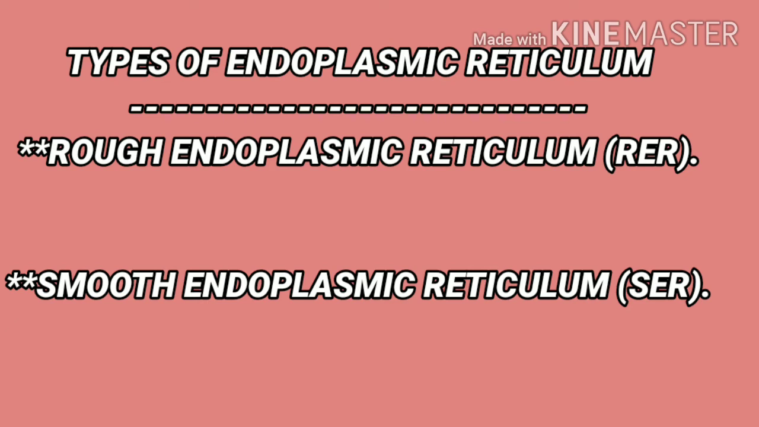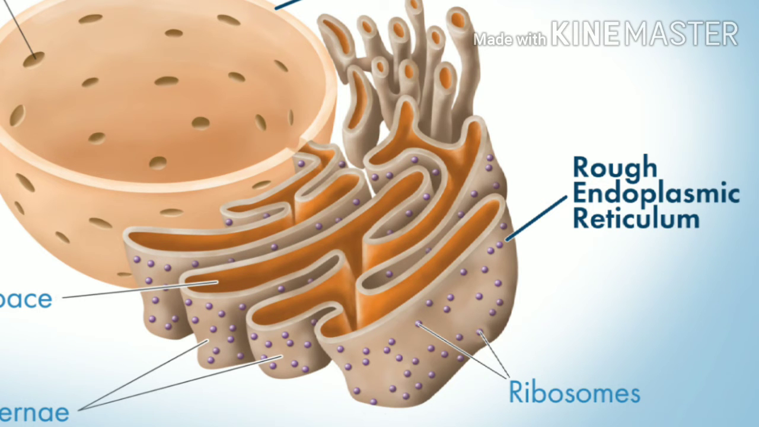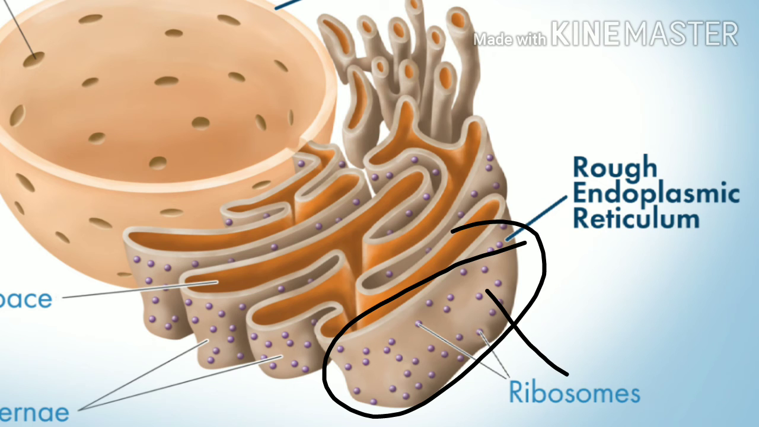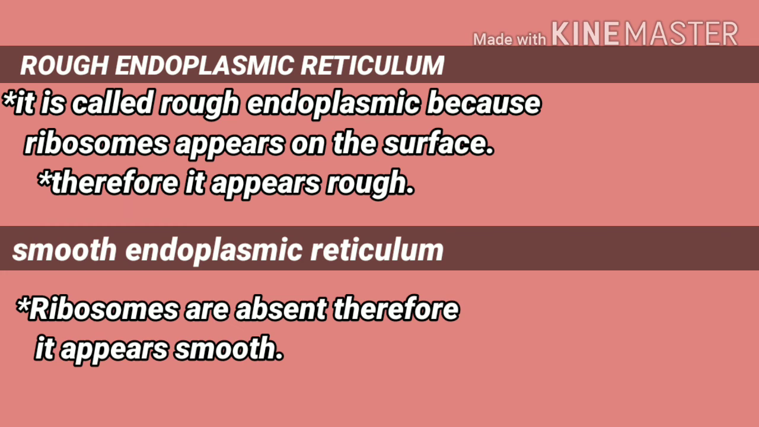Now let us talk about different types of endoplasmic reticulum. There are two types of endoplasmic reticulum: rough endoplasmic reticulum, that is RER, and smooth endoplasmic reticulum, that is called SER. Right. So first let us discuss the rough endoplasmic reticulum. Why is it called rough? Because ribosomes appear on the surface. Therefore, it appears rough. So as you can see in this picture, these dot-like structures are ribosomes. Okay, so that is why it appears rough. Therefore, it is known as rough endoplasmic reticulum.